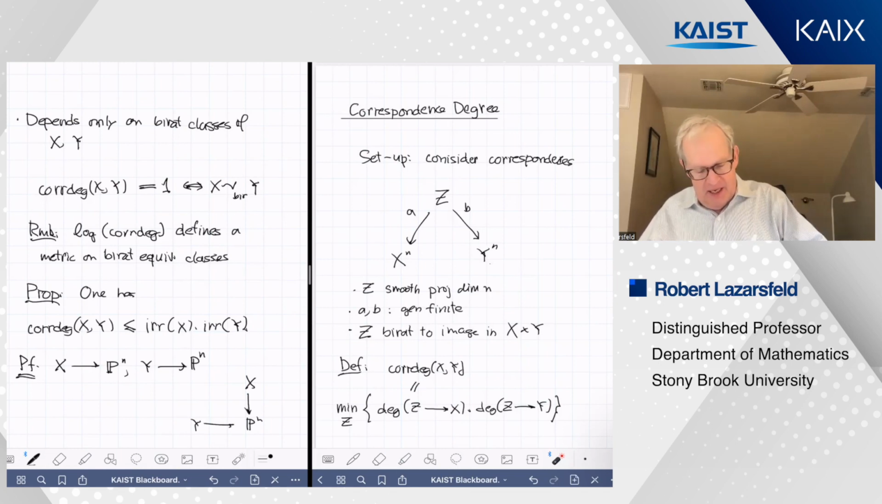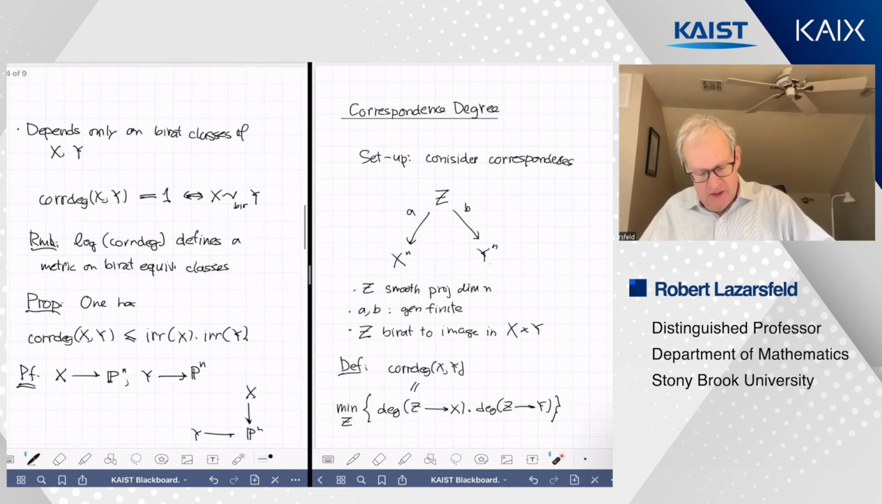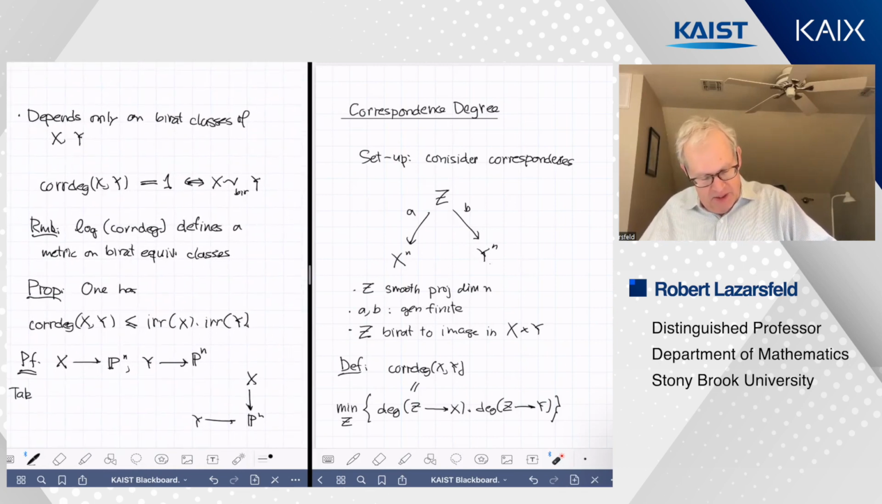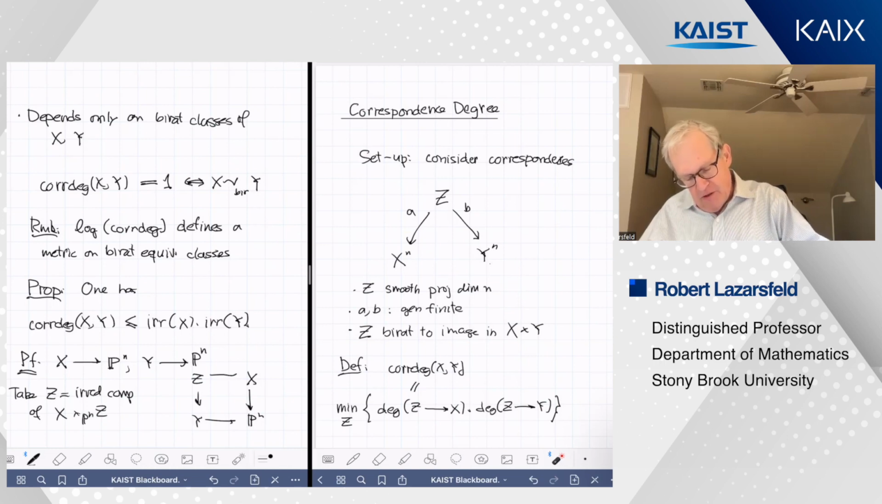I can take their fiber product. So what I can do is I take Z to be an irreducible component of their fiber product. So I form the fiber product of these two things. That might be reducible, but then I take an irreducible component. And so if I do that, then this degree is less than or equal to that degree, this degree is less than or equal to that degree. So the product of the degrees over X and Y is less than or equal to the product of the degrees of X and Y over Pn.